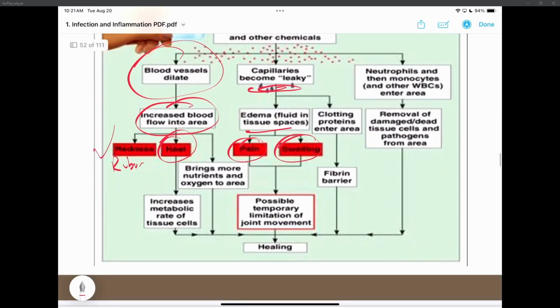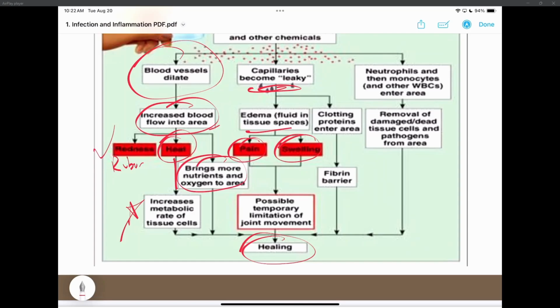Okay, now, because we have increased flow to the area, we're going to be able to bring more nutrients and oxygen to the area, to promote healing. We need blood supply with all the healing factors to get to that area. Now, the heat that we get also increases the metabolic rate of our tissue cells. And again, that's going to promote healing. Those cells need to ramp up their activity to heal and repair that damage that occurred.